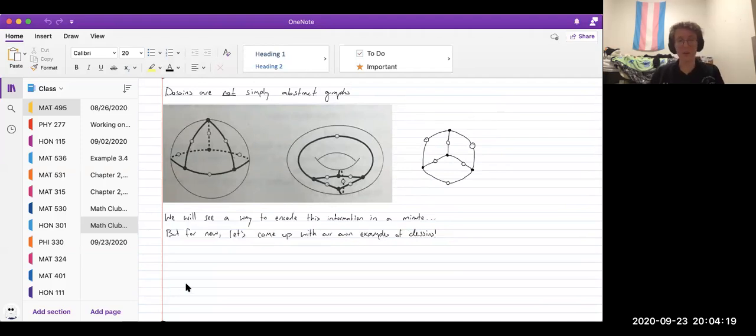And right, so for now I just want to pause and have some audience members come up with maybe examples of dessins. So pick a surface and then draw a graph on it, I guess.